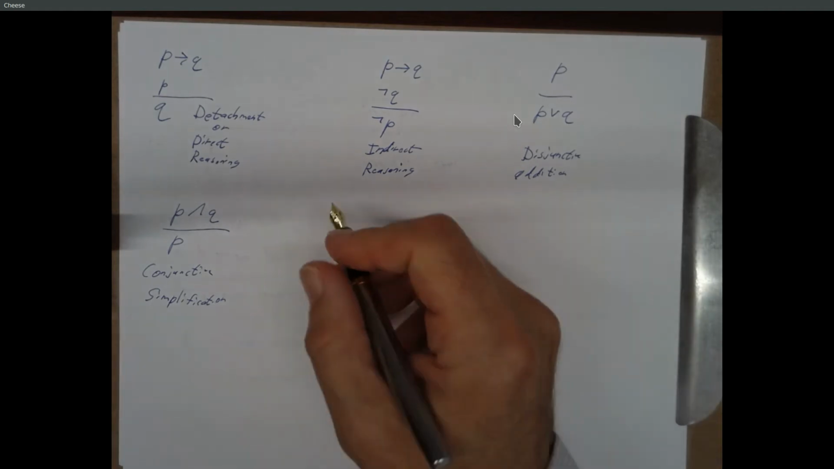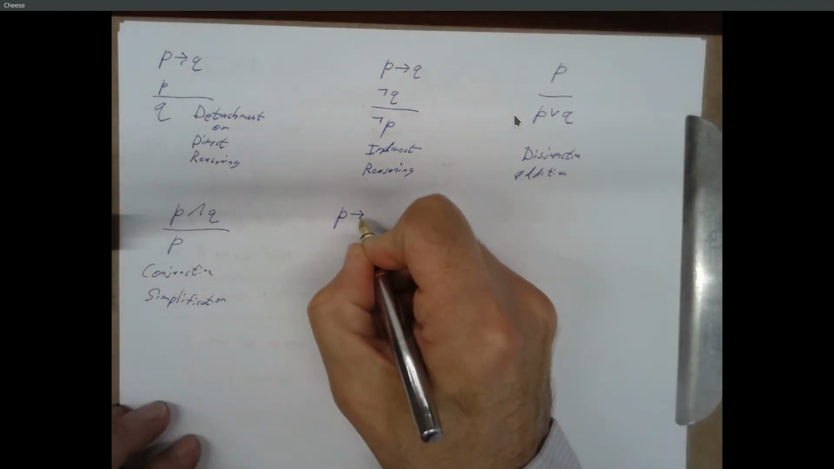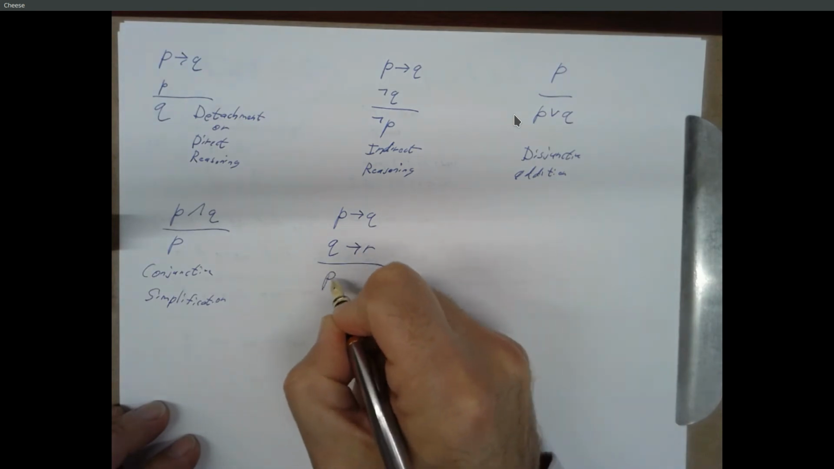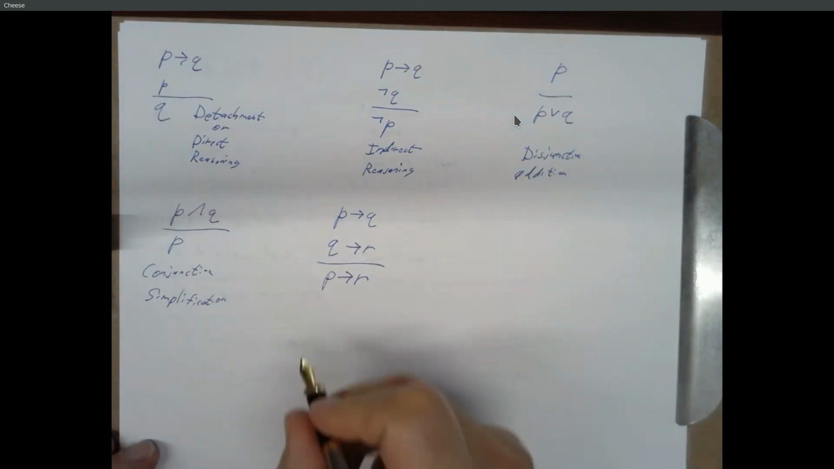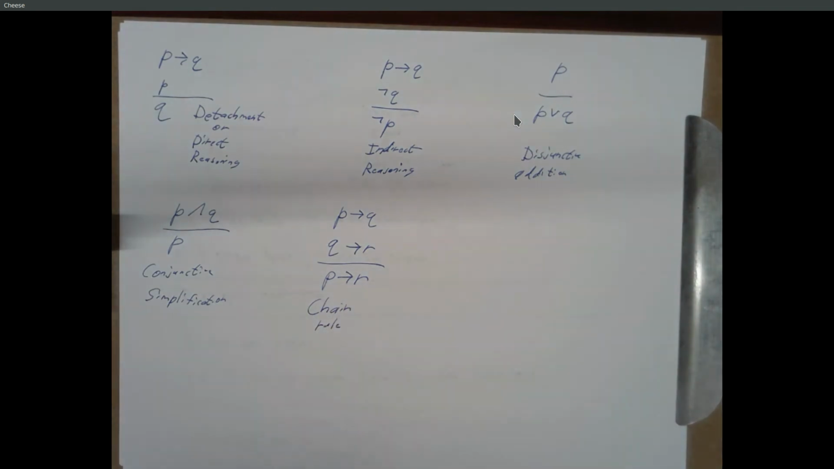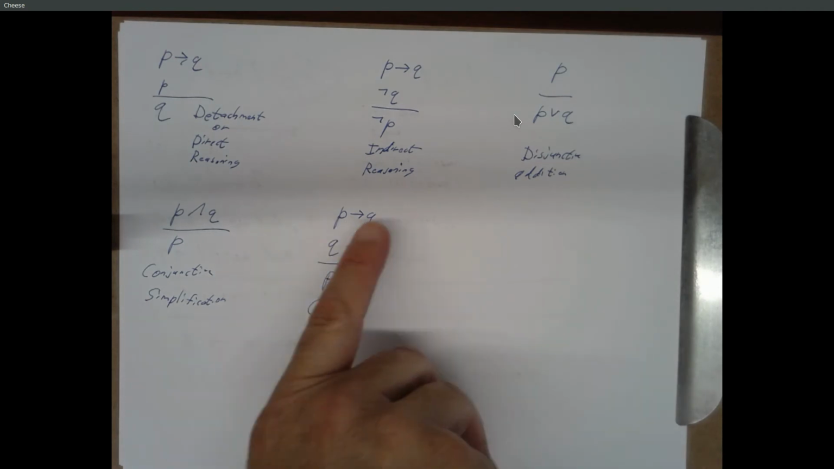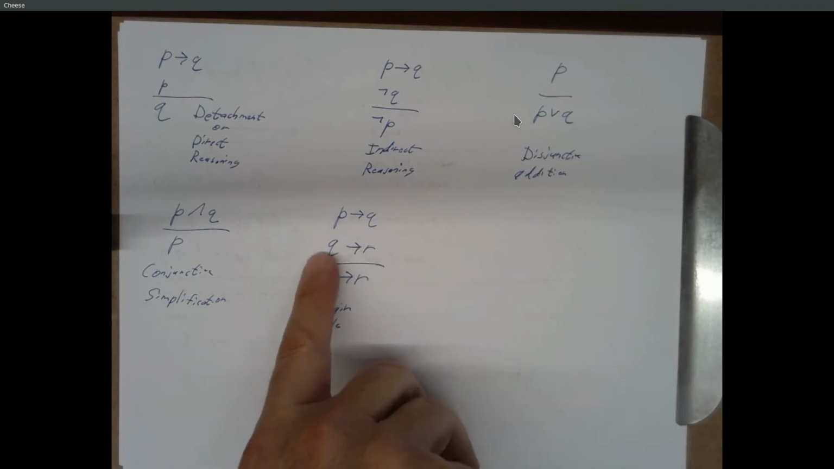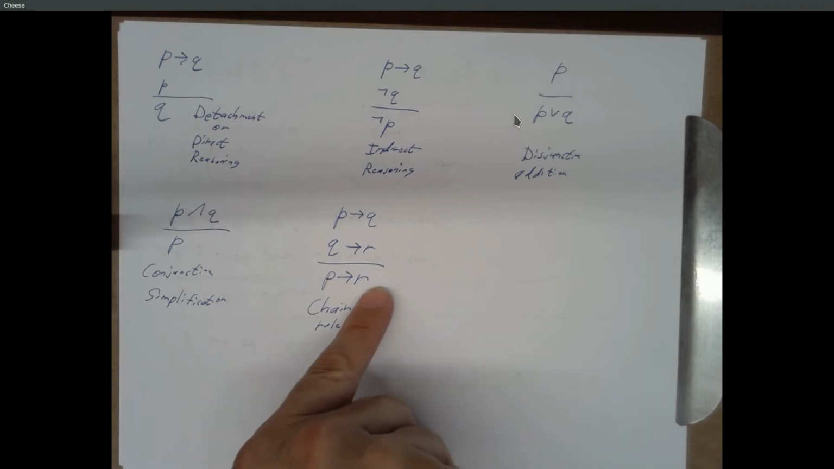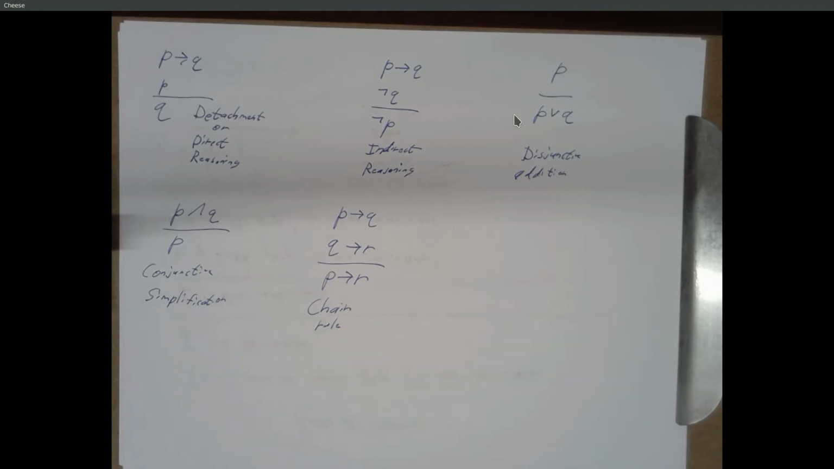So here's a grand one. Given that P implies Q and given that Q implies R, we can conclude that P implies R. That's a chain rule. If I win the lottery, then I'll buy a new hat. If I buy a new hat, then I'll get my picture taken. So if I win the lottery, I'm going to get my picture taken. And it just comes from putting them together.